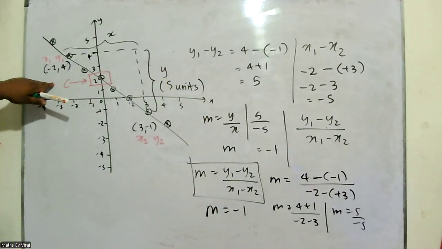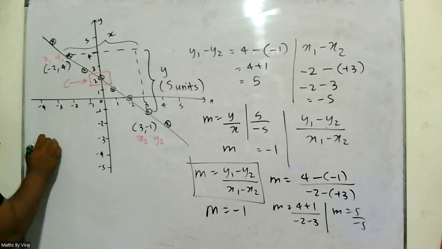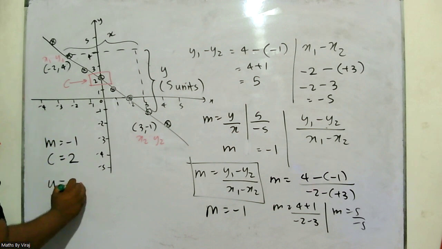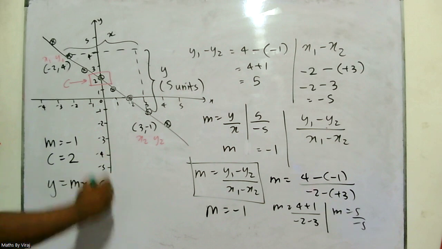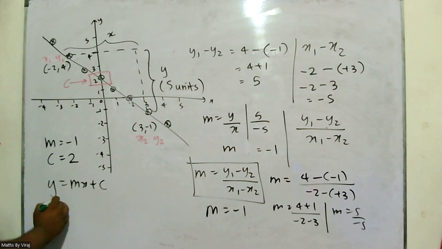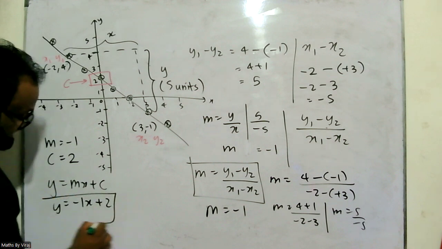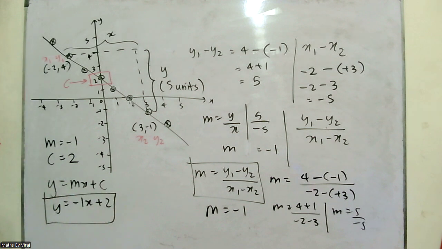Since the graph cuts the y-axis at 2, m is minus 1, c is 2, y equals mx plus c is the equation of a straight line. Therefore, y is equal to minus 1 times x plus 2, and that is the equation of the straight line.